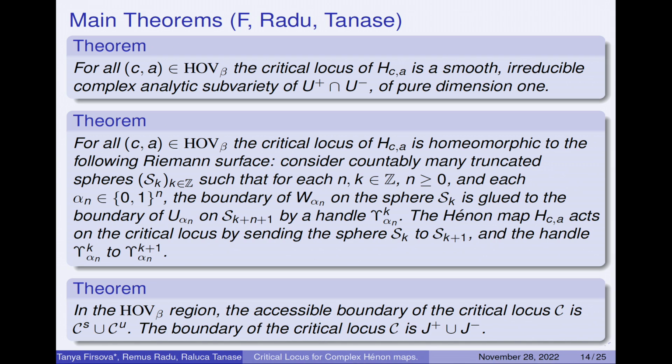And the last theorem tells us that CS and CU are accessible boundary. The accessible boundary is actually the CS, CU and certainly the critical locus itself. And if we look at the boundary, not just the accessible boundary in C, then it's all of J plus and J minus.